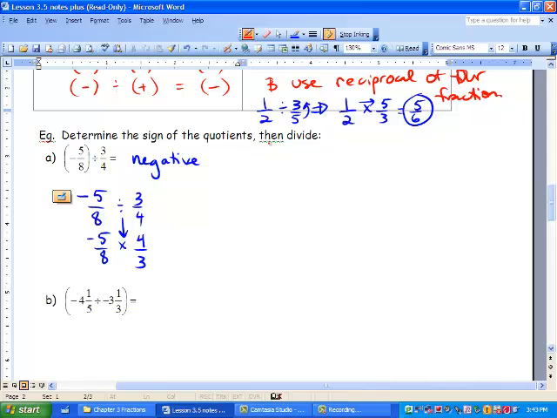Now, we can cross cancel. So we say to ourselves, how many times does 4 go into 4? Well, it goes in once. How many times does 4 go into 8? Twice. Now we're going to go across, and we go negative 5 times 1 is negative 5. And 2 times 3 is 6. All right. Let's go to that next one.